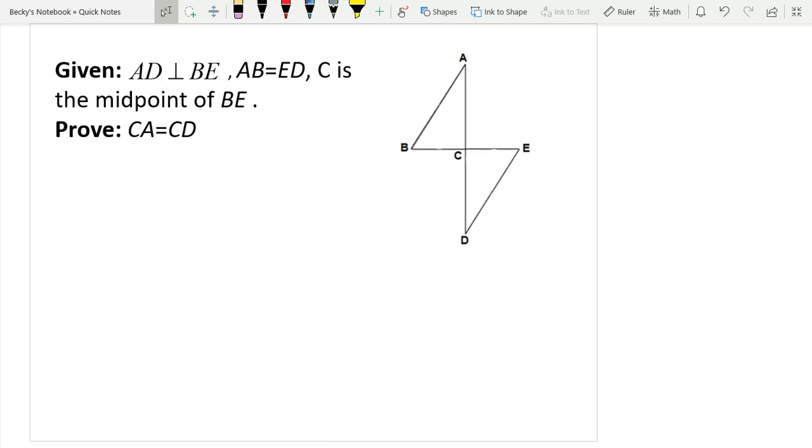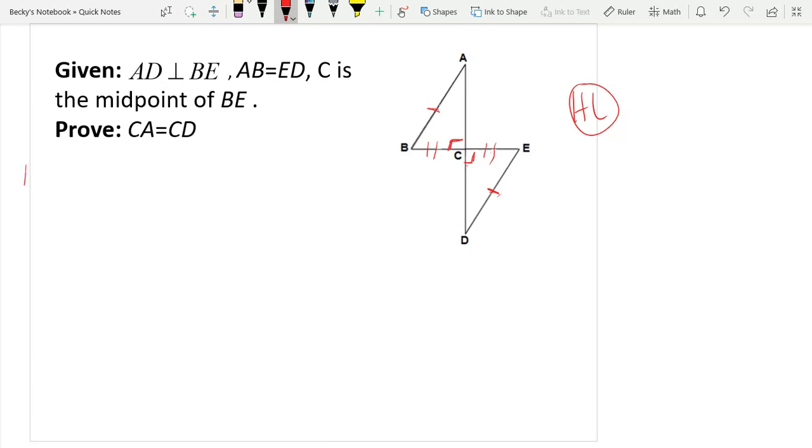All right, let's go. AD is perpendicular to BE. AB is equal to ED. C is the midpoint of BE. So find BE, the left side is equal to the right side. Now we're going to look at it and decide how we're going to prove it. And this is right angle, side, side. So that is HL.